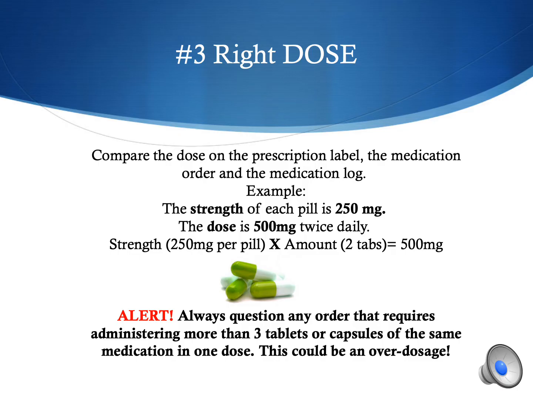For instance, when you're comparing the dose on the prescription label, the medicine order, and the medication log, the strength of each pill is 250 milligrams. The dose is ordered at 500 milligrams twice a day. Therefore, the strength, 250, times the amount you will give, 2 tabs, will equal the 500 milligram dose. Always, always question any order that requires giving more than 3 tablets or capsules of the same medication in one dose. It could be an overdosage. Generally, you never need to give more than 2 tablets at one time.